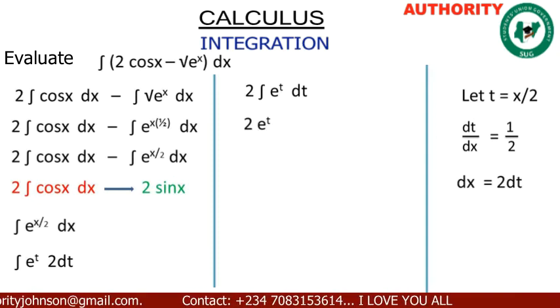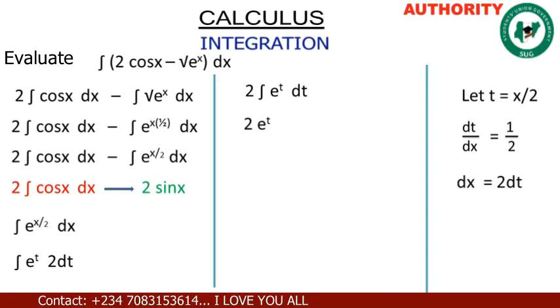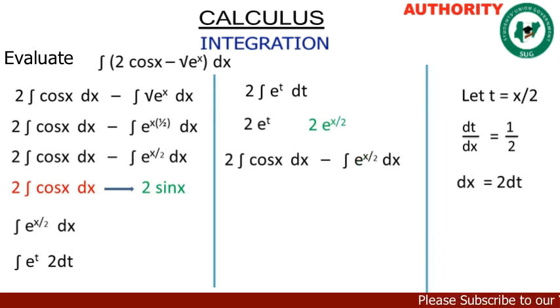Alright, so in the first one we have 2 sine x. And in the second one we have 2 e raised to power t, and you discover that our t is x all over 2. Now we can replace it, so we have 2 e raised to power x all over 2. Now let's go to our function. We have 2 integral of cos x dx minus integral of e raised to power x all over 2 dx. So we have integrated them.